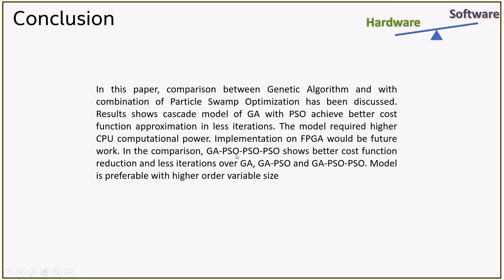So genetic algorithm particle swarm optimization with 3 levels shows a better cost function over the previous generations. If you have something like 1 lakh or more combinations, like artificial intelligence, then this model will be very useful, reducing the number of iterations. Within less time, it can find out the best solution. So that concludes my presentation.